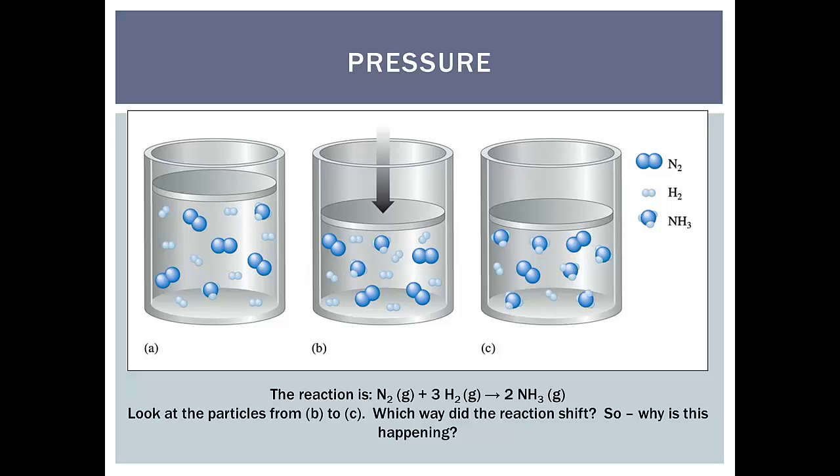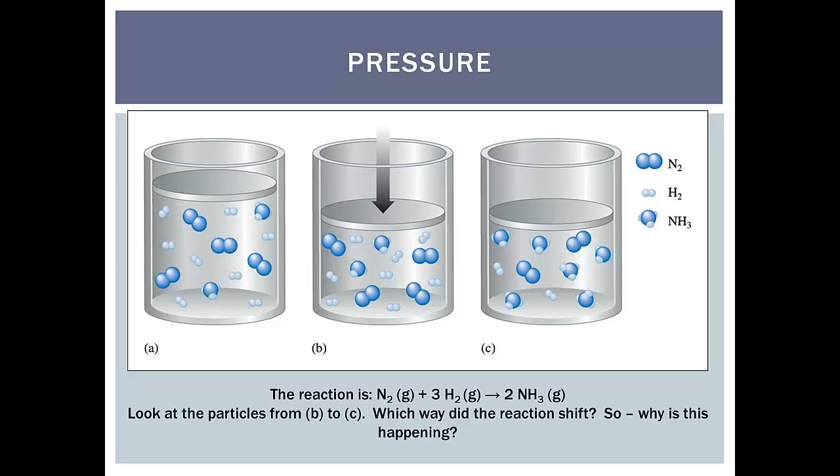So in B, we've got 4 particles of nitrogen, 8 particles of hydrogen, and 2 particles of ammonia. Now if you look over to C, I only have 2 particles of nitrogen, which is a decrease. I've got 2 particles of hydrogen and 6 particles of ammonia. So this indicates to me, based on my reaction, that it's gone forward. I have less nitrogen and hydrogen than I had, and I have more ammonia.